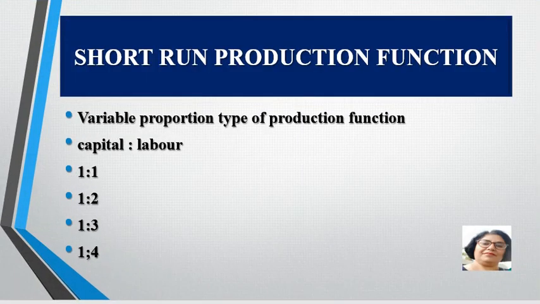So in the short run, there is a variable proportion type of production function, like capital and labor. The capital is fixed, 1 is to 1. If we want to increase the production, then we will increase the quantity of labor, 1 is to 2, 1 is to 3, 1 is to 4. So the ratio between the capital and labor is changed by increasing the doses of the variable factor. So here the variable proportion type of production function is used in the short run.